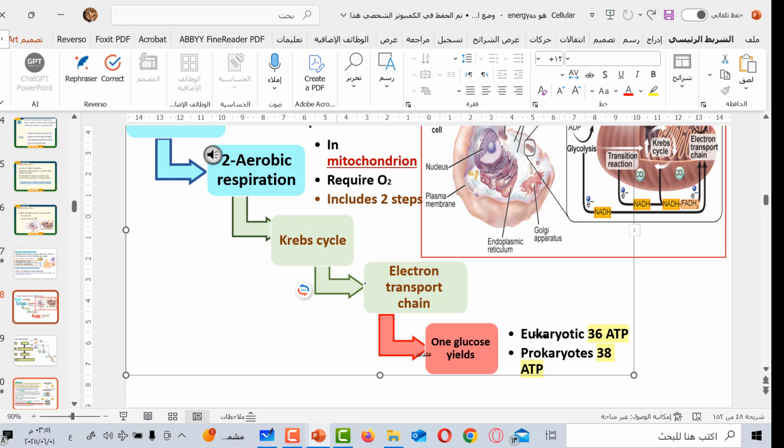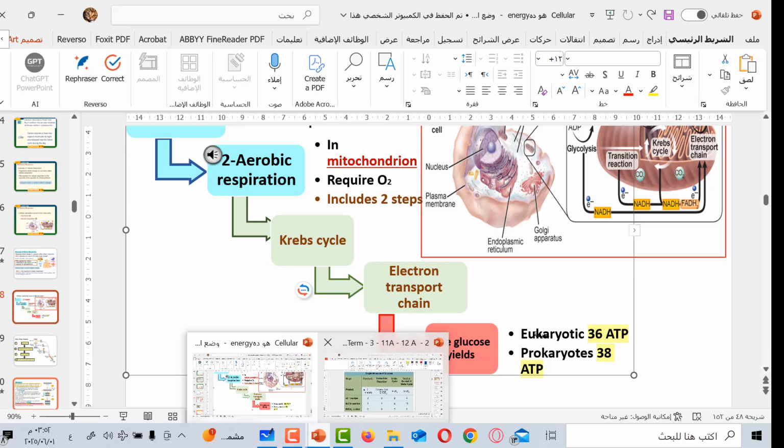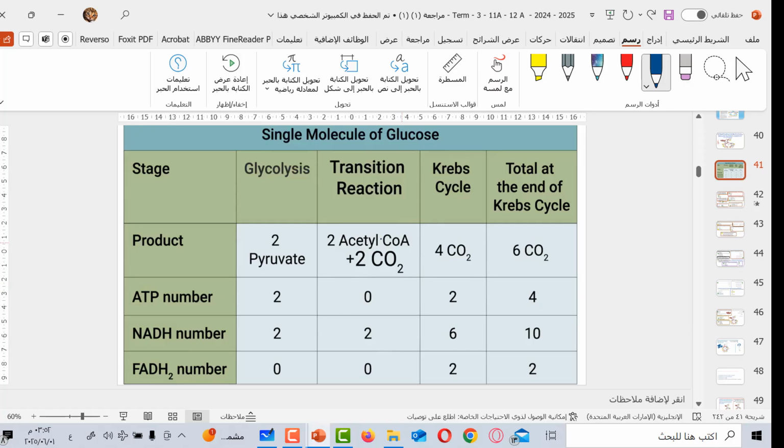Okay, Krebs cycle and electron transport chain. Okay, let's go to the other one. The product is 2 acetyl-CoA and 2 CO2, no ATP, 2 NADH and 0 FADH2.